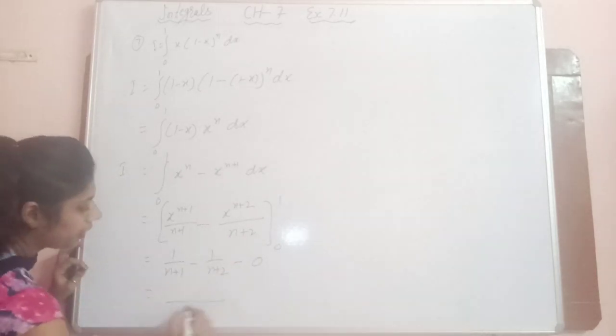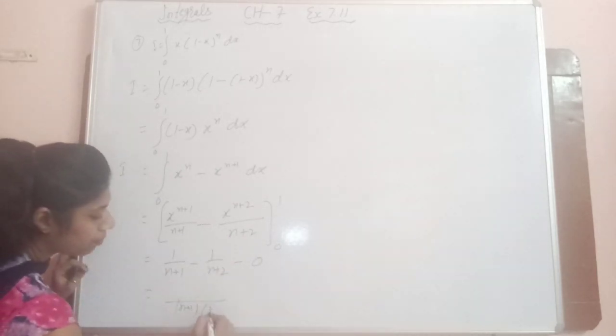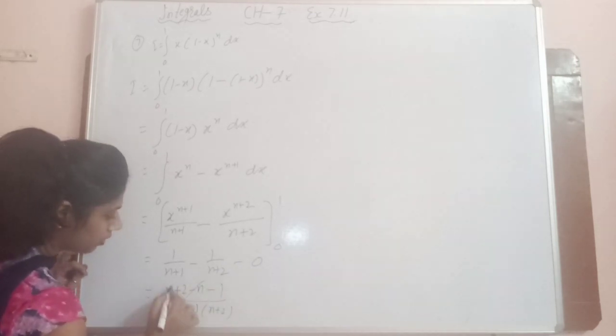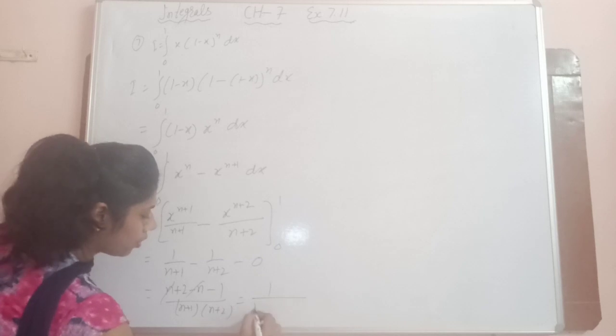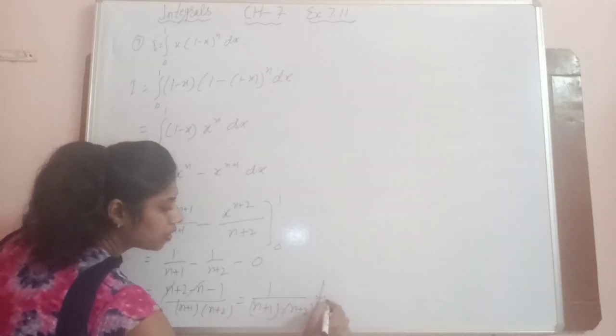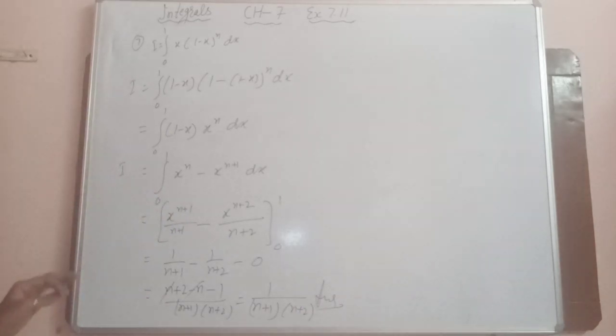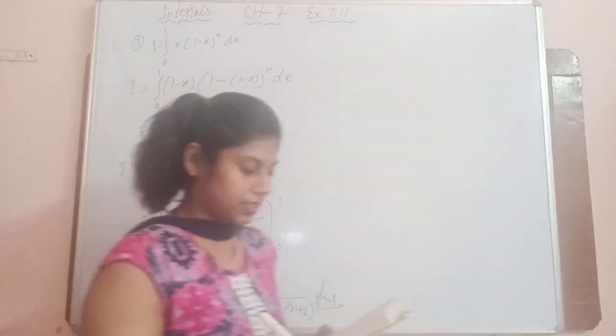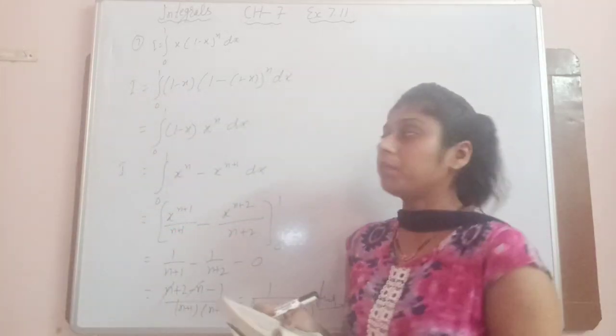Now simplify it. n plus 1, n plus 2 is the LCM, so n plus 2 minus n minus 1. So you will get 1 upon (n plus 1)(n plus 2). So this is your answer. Here we had applied the result, sum of the limits minus x. Next, question number 8.